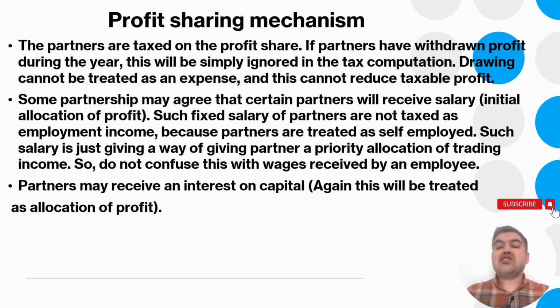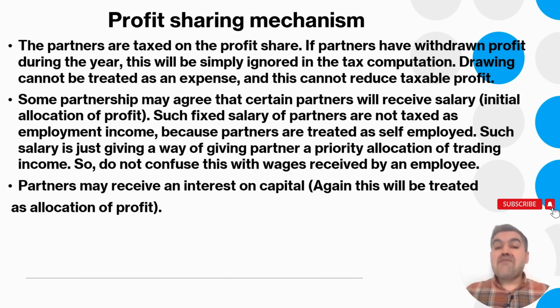If there's a profit, the partners can withdraw the profit. So this will be just considered as an early allocation of profit. They cannot treat this as an expense just to reduce their taxable income. They will be assessed on those withdrawals. So the drawing cannot be treated as an expense, and this cannot reduce taxable profit.